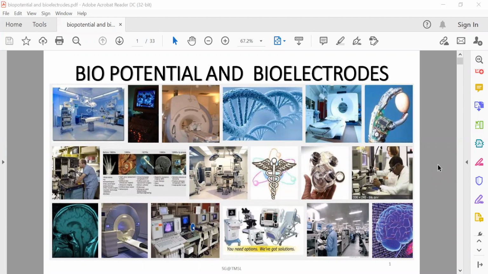So, biopotential. Today's lecture is based on biopotential and bioelectrodes. Human cells are too small in size; they can be seen only through a microscope. Each cell generally has one nucleus and an outer plasma membrane. All of you know that. Various signals are generated by the human body in the process of carrying out various functions.